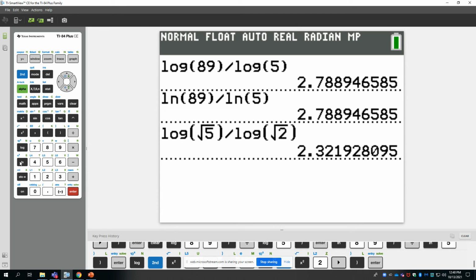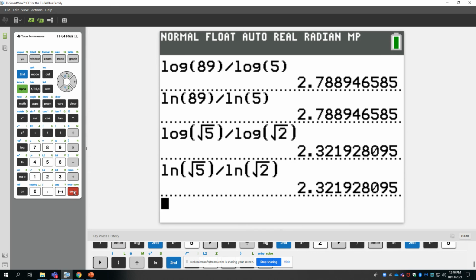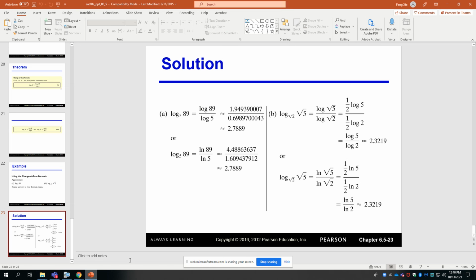Let's try natural log and see if we get the same result. ln of square root of 5. Use the arrow to get the cursor out of the root, close parentheses, divided by ln of square root of 2. Use the arrow key to get the cursor out of the square root, close parentheses. If we round to 4 decimals, that's 2.3219, right? We got the same result.